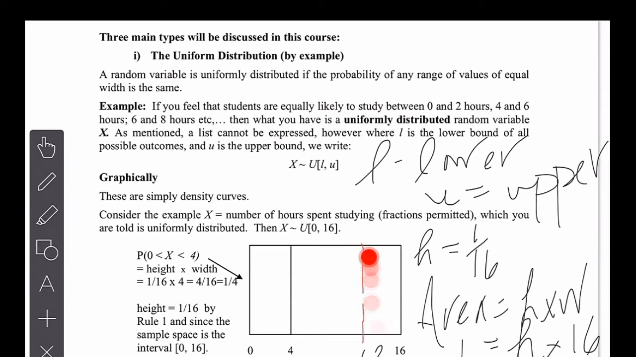It should also be the same here, right? Because that's 4 of width. The height has to be the same. That's the same, so the area will be the same.